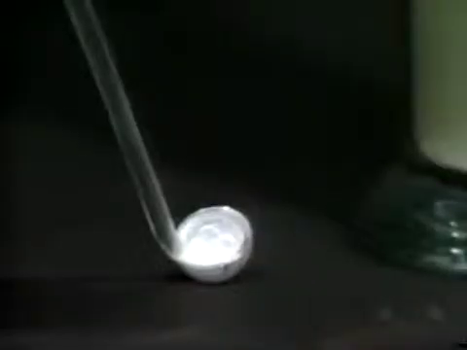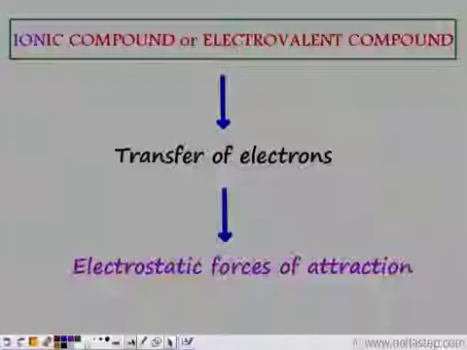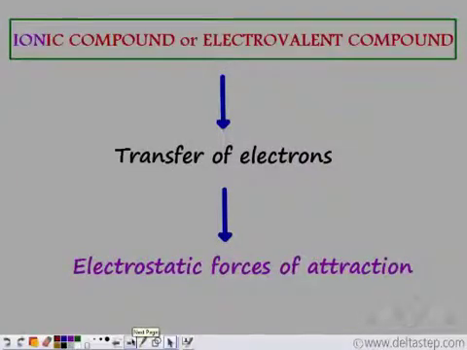Let's look at the formation of NaCl. We take the sodium metal, and this is a jar containing chlorine gas. So when the sodium metal is introduced in the jar containing chlorine gas, an exothermic reaction takes place and we get NaCl, that is the ionic compound sodium chloride. So the ionic or the electrovalent compounds are formed by the transfer of electrons. One atom loses electrons, the other atom gains electrons, and the strong forces holding the ions together are the electrostatic forces of attraction.